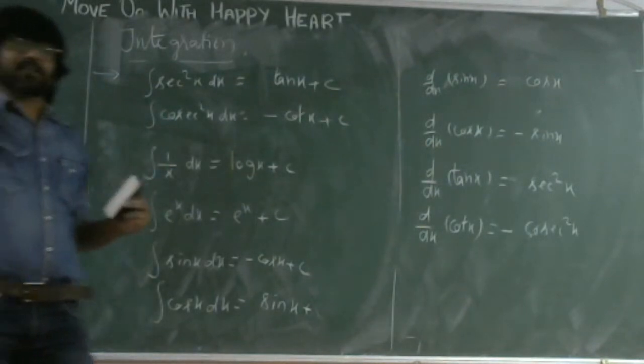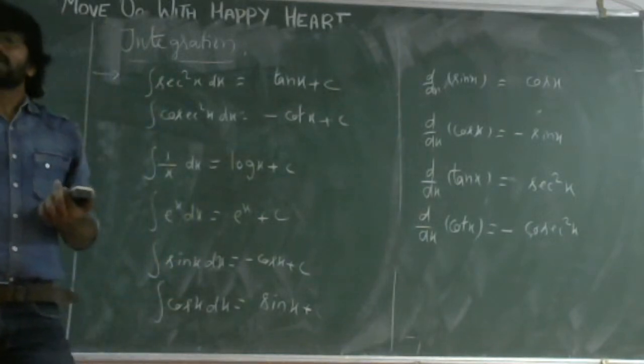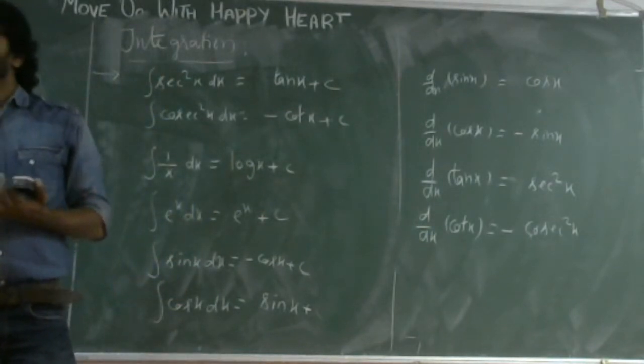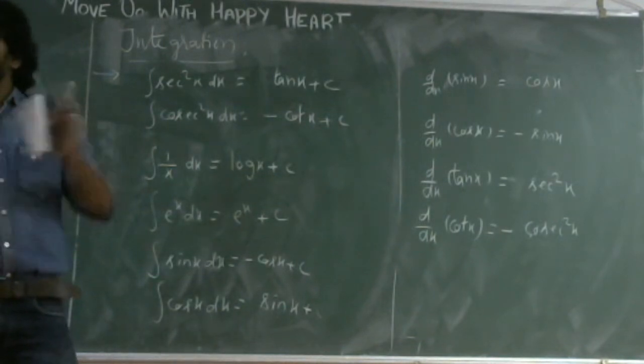How? We have these trigonometric identities: sin square x plus cos square x is equal to 1, and tan square x minus secant square x is equal to 1 in magnitude. From those relations you have to change the functions, then you have to do it.